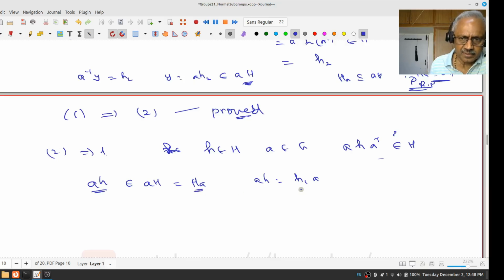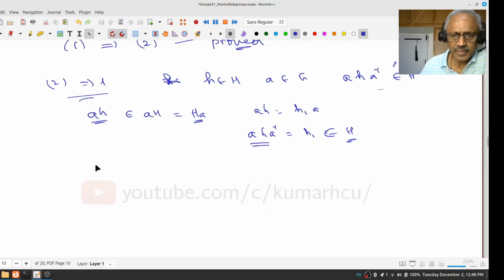Any element of this is of the form some element of H times A. Now, what do you think I will do? Therefore, multiply on the right by A inverse, then I get H1. Therefore, AHA inverse is H1. That is an element of H. Therefore, 2 implies 1. Okay. Pause, review, proceed.